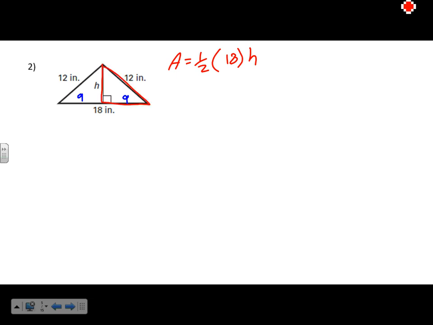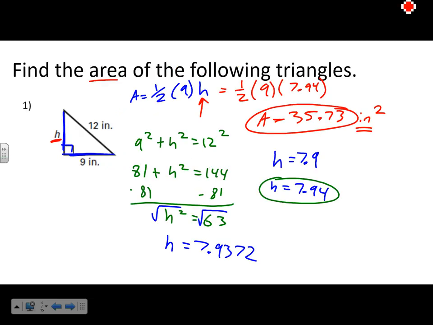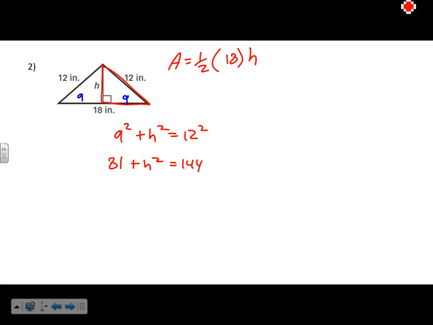So we have 9 squared plus h squared is equal to 12 squared. 9 squared is 81 plus h squared is equal to 144. That's what the last one was. Huh. So ironically enough, this is the exact same thing we just did. I did not realize that, but that is okay. We're too far gone.